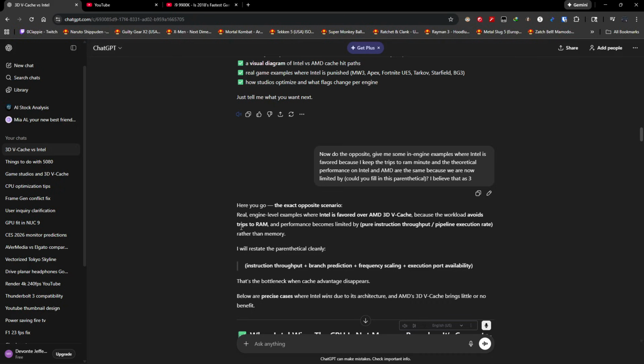I will state the parenthetical cleanly. Instruction throughput, branch prediction, frequency scaling, extra compute availability, that's where the cache advantage disappears. Below are precise cases where Intel wins due to architecture, and AMD's 3D V cache brings little to no benefit.